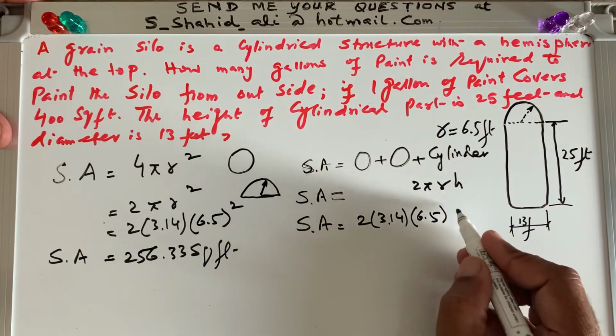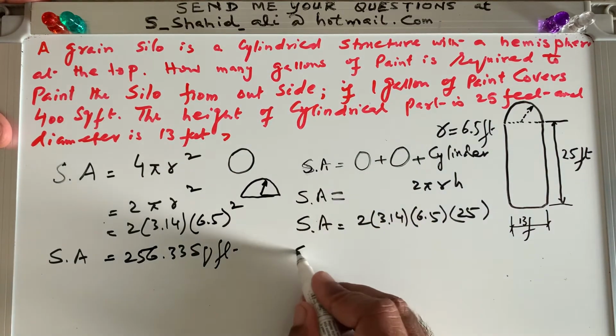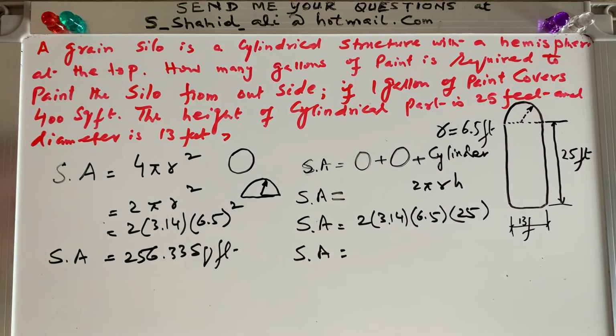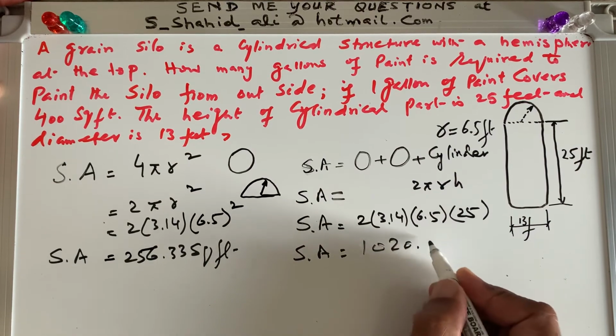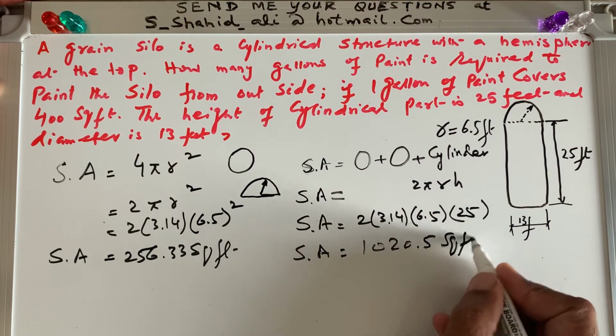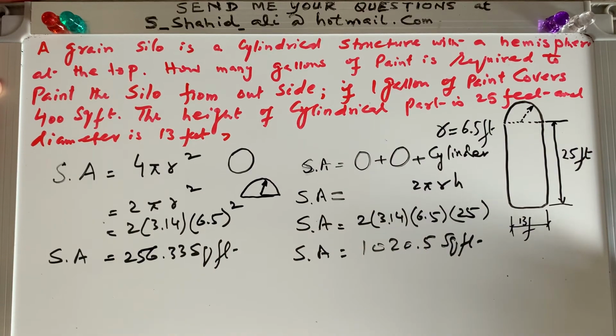R is 6.5, H is 25. Let us see what it equals. Let me take the calculator and check it for you. 2 times 3.14 times 6.5 times 25 equals 1020.5. This is my square feet of the cylindrical part of this cylindrical structure, a grain silo, right?